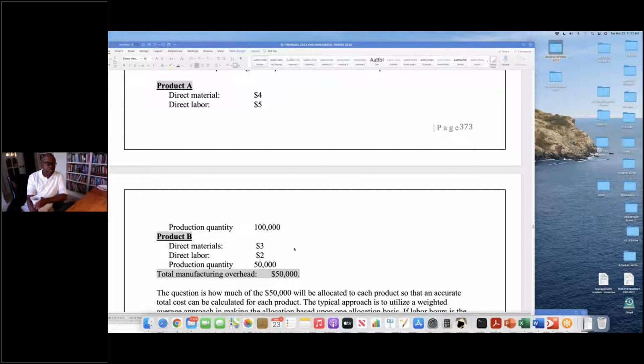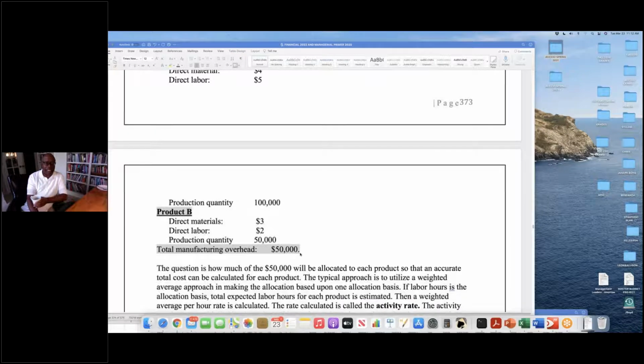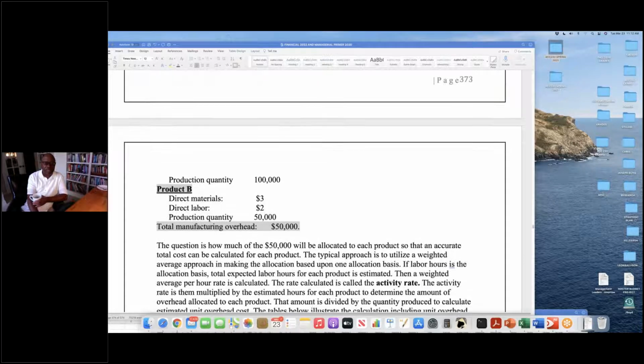Because before I can do the pricing, I have to have a unit overhead cost for each book. So I have to have some procedures in place so I can appropriately allocate that overhead so I can get a selling price. And I have to be competitive, so I have to do a good job. So how are we going to allocate the $50,000? We're going to do something similar to weighted average depreciation. We're going to come up with an activity rate to come up with a way to allocate that cost.